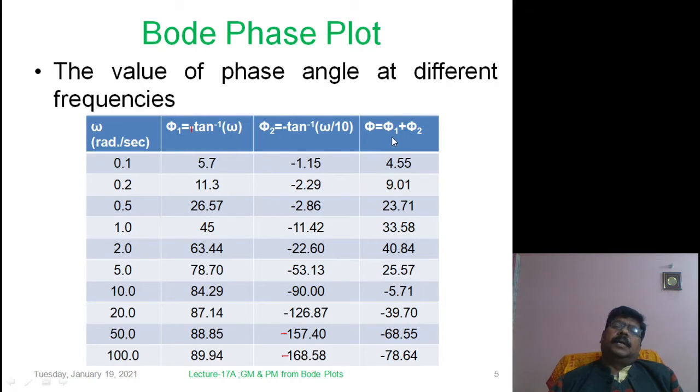So the net angle contributed by the transfer function at 0.1 radian per second is 4.55 degrees, while at 1 it is 45 degrees, phi 2 is minus 11.4 degrees, and the net angle contributed, these angles are in degrees, is 33.58 degrees. Similarly, at 100 radian per second, the angle contributed by phi 1 is 89.94, while phi 2 is minus 68.58, and finally the net contributed angle is minus 78.64.